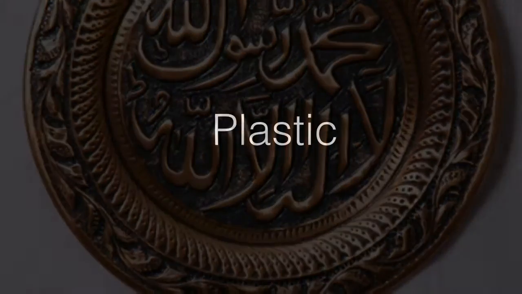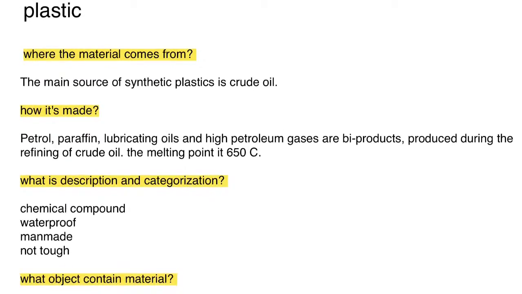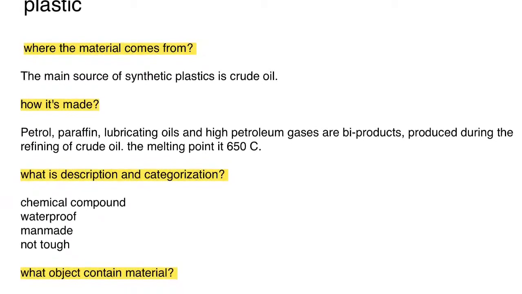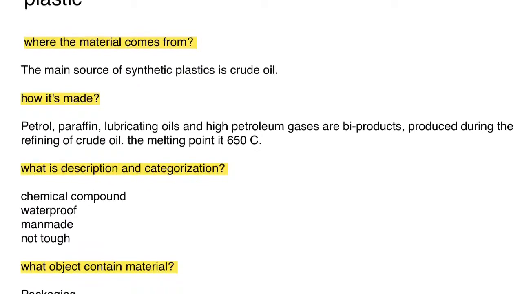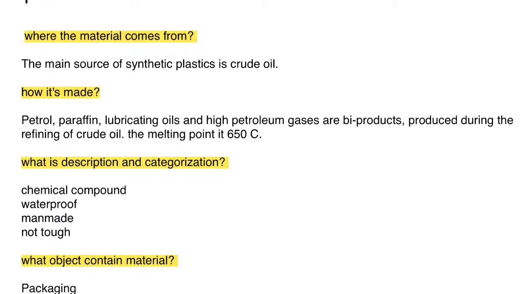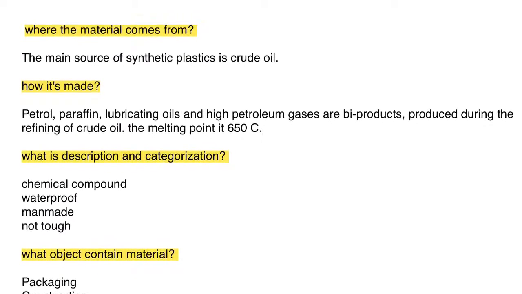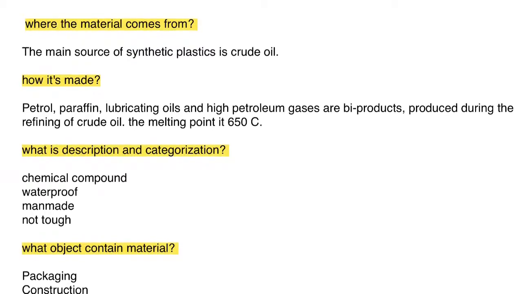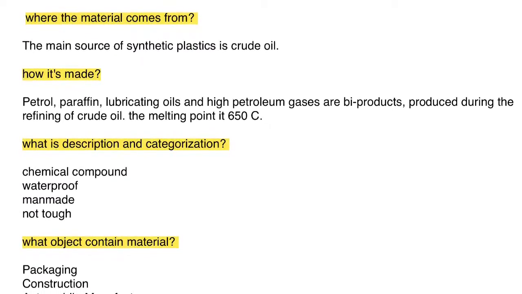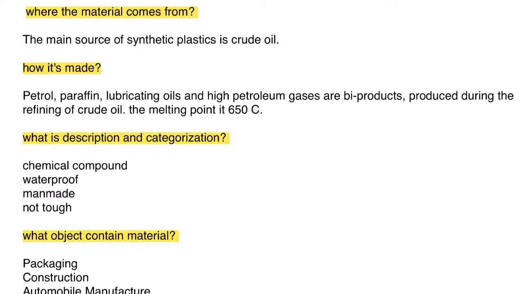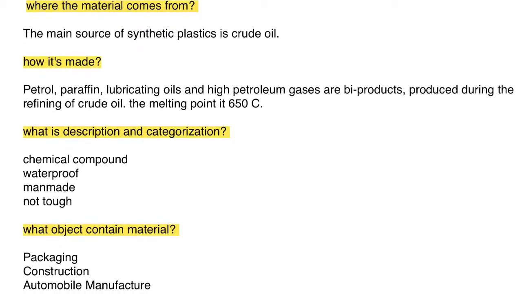The next material is plastic. Where the material comes from: the main source of synthetic plastic is crude oil. How it's made: they heat it at a specific temperature, and the melting point is 650.